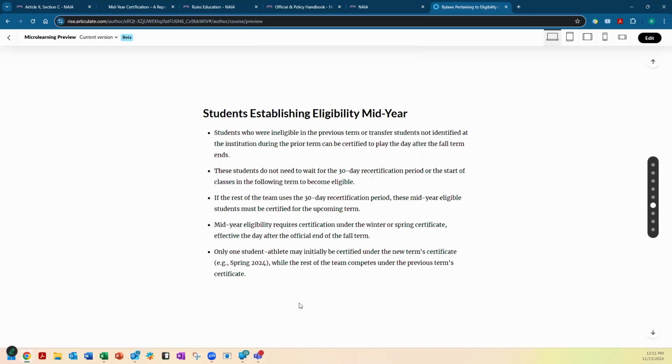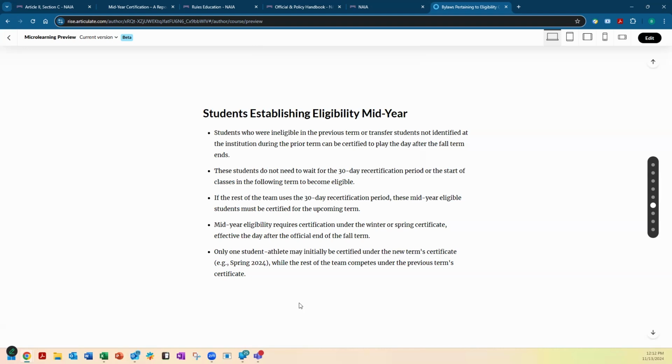Students establishing eligibility mid-year. Students who were ineligible in the previous term, or a transfer student not identified at the institution during the prior term, can be certified to play the day after the fall term ends. These students do not need to wait for the 30-day recertification period or the start of classes the following term to be eligible. If the rest of the team uses the 30-day recertification period, these mid-year eligible students must be certified for the upcoming term. So in this case, it could be the spring term.